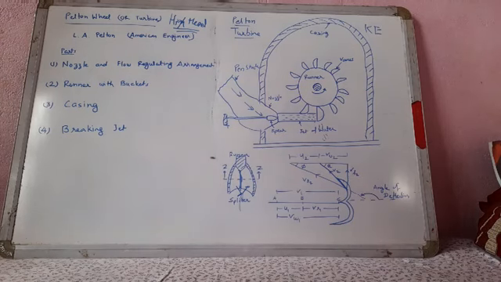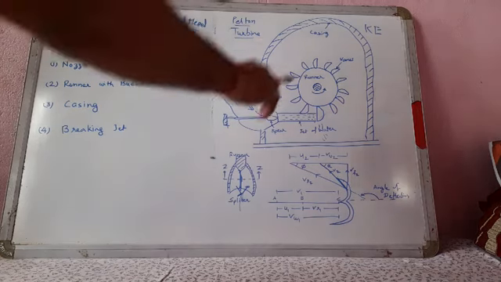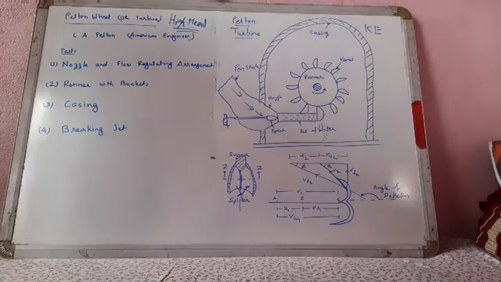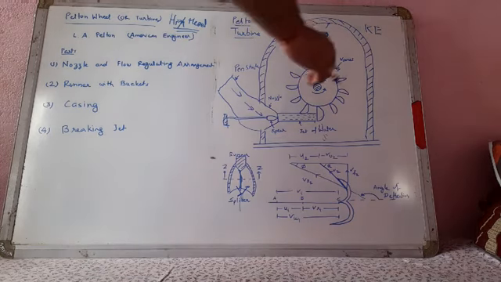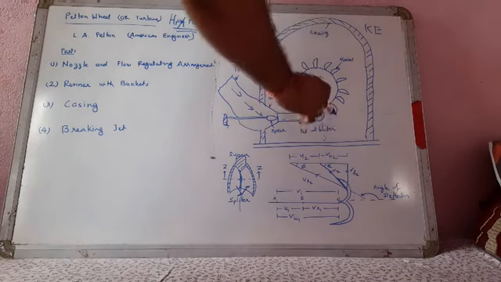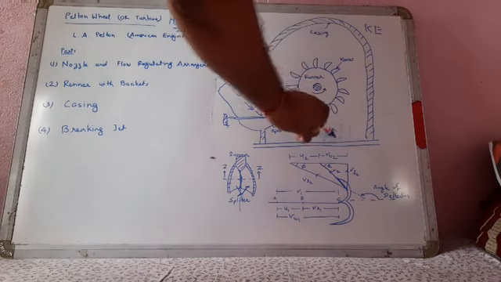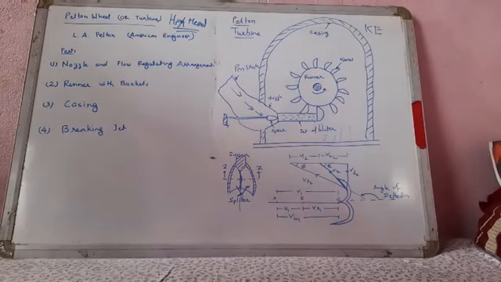Next is the casing. This figure shows a Pelton turbine with a casing, the outer body. This is called the casing. The function of the casing is to prevent the splashing of water and to discharge water to the tail race. All of this water is discharged to the tail race at the bottom side. This is the tail race.